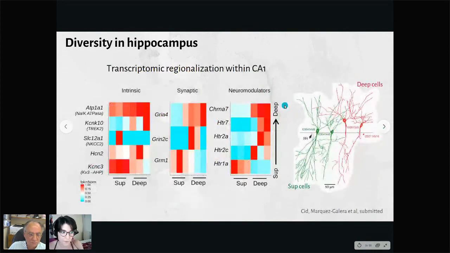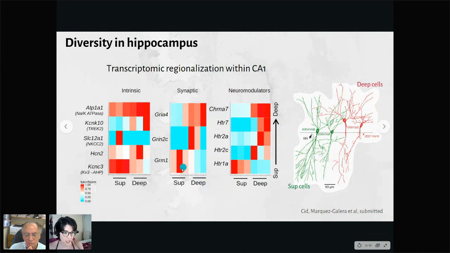CA1 is the perfect example. It was not so many years ago when it was first shown that firing dynamics of pyramidal cells were different between the deep and the superficial layer. So the pyramidal cells from CA1 were divided into deep and superficial cells, both with different functionality, connectivity, and intrinsic properties. Here we have a genetic analysis of these two neuron types.